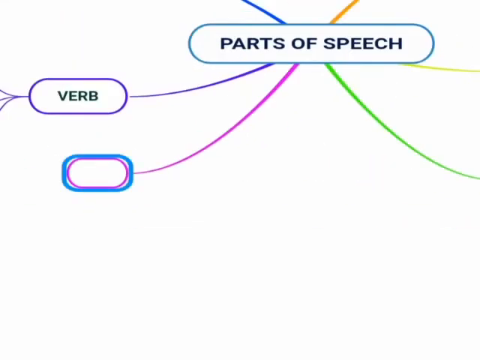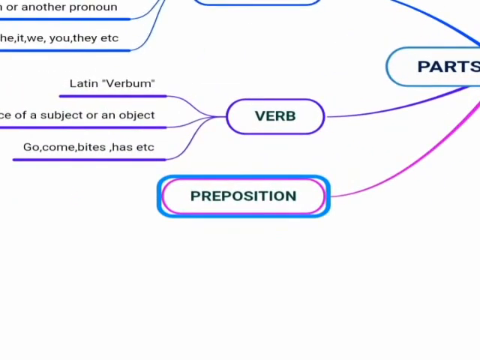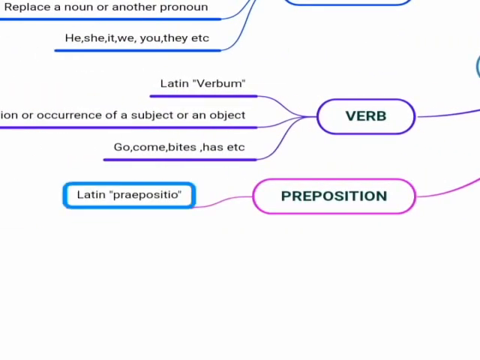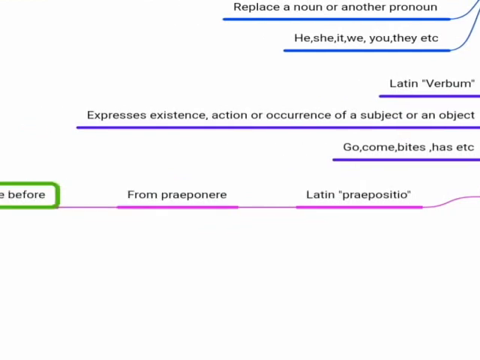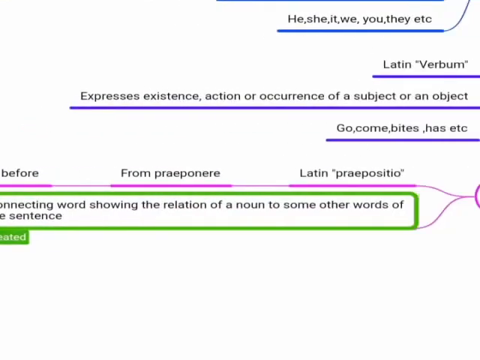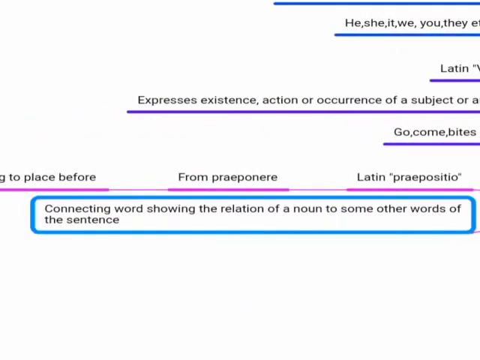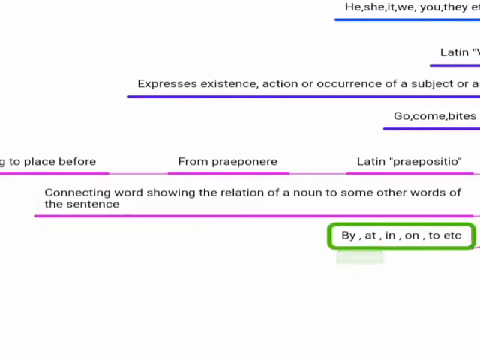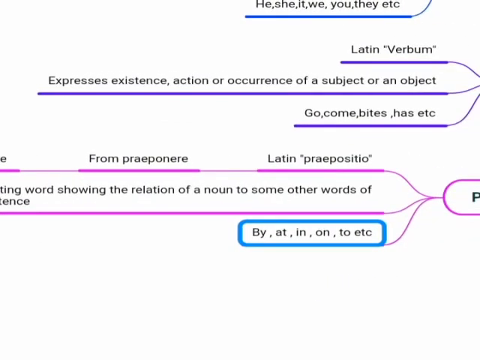The next is preposition, which comes from the Latin word preposito and from the proponere, which means to place before. And preposition is a connecting word showing the relation of a noun to some other words of the sentence, like we use in a sentence as by, at, in, on, to. These are all prepositions.